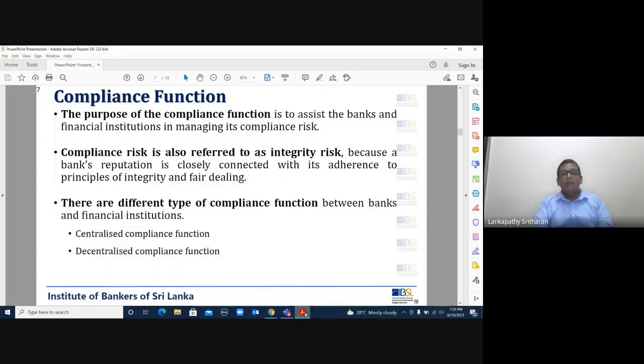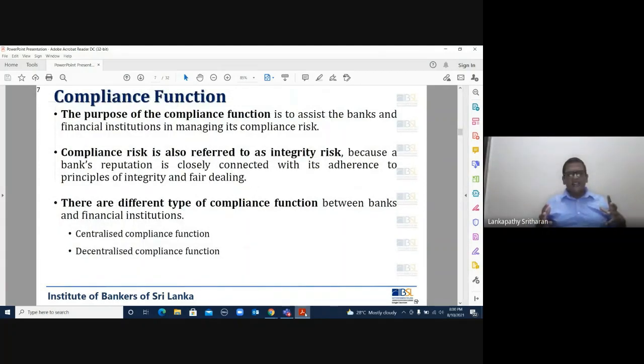And again, the compliance function can be divided into two sections. The first one is the centralized compliance function, and the second one is the decentralized compliance function. Even in the risk management section, we have seen that the risk management framework has been divided into two: the silo-based risk management framework and the integrated risk management framework. Likewise, in the compliance function also, there are two types of compliance functions followed by different banks and finance institutions. One is the centralized compliance function. The other one is the decentralized compliance function.